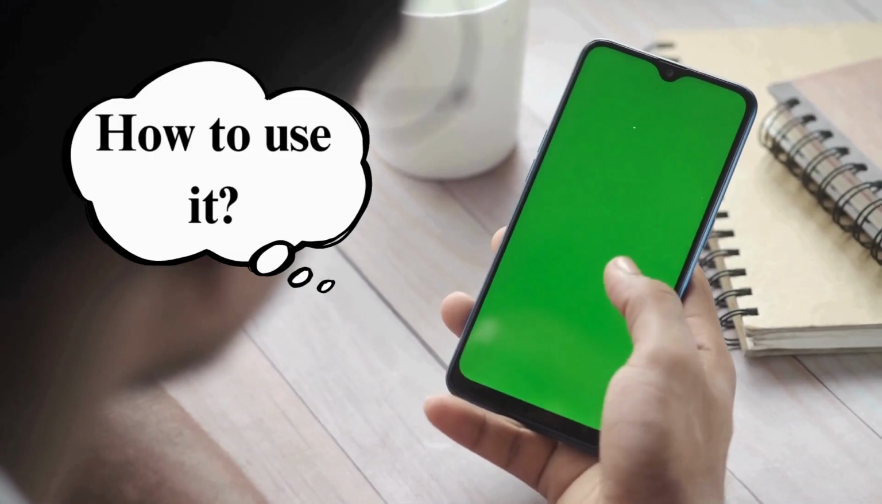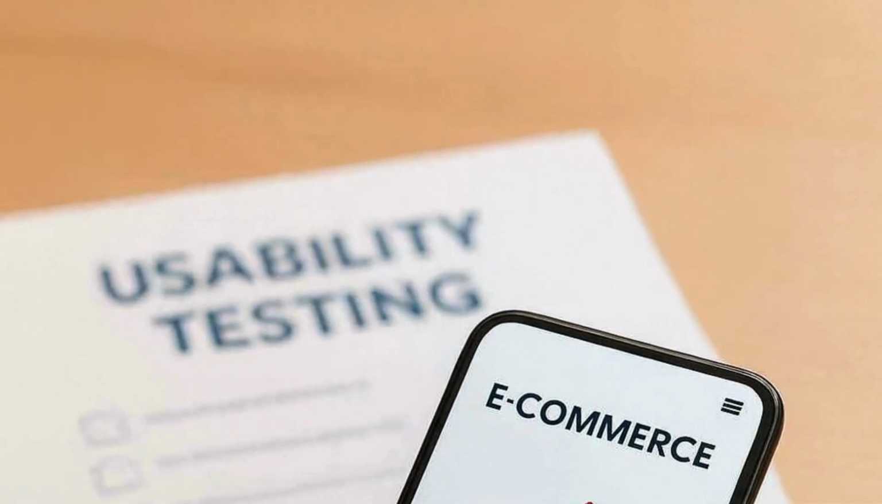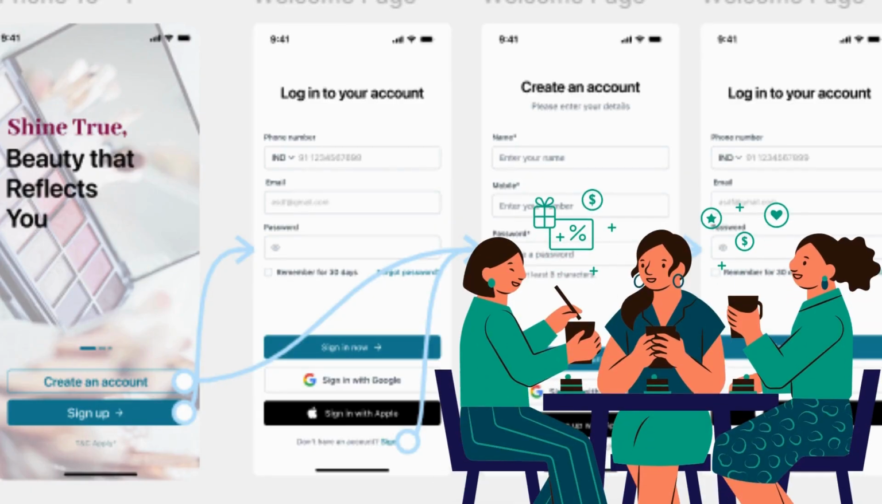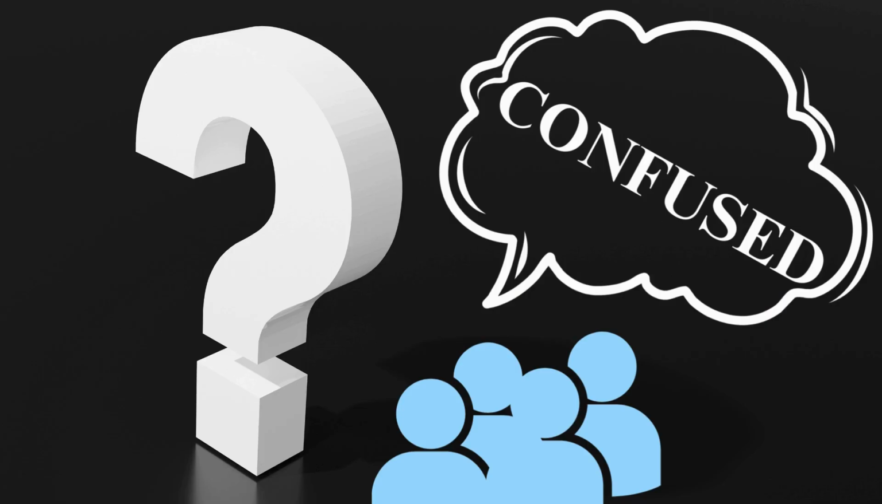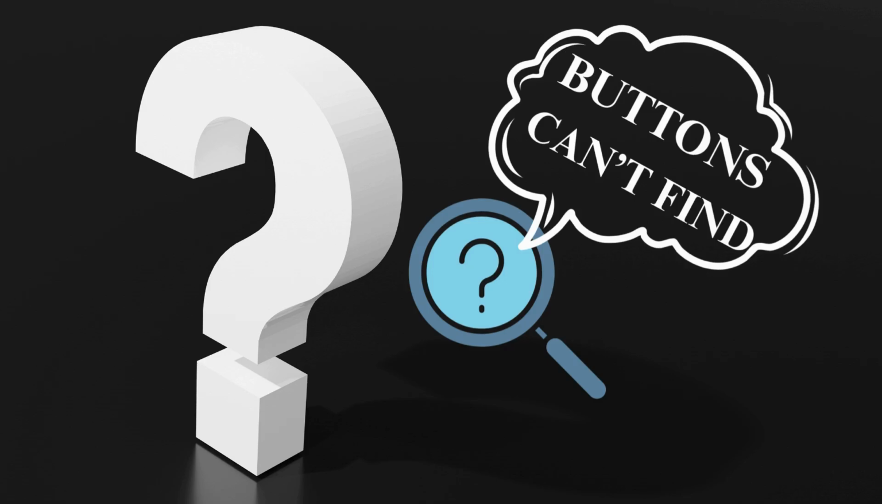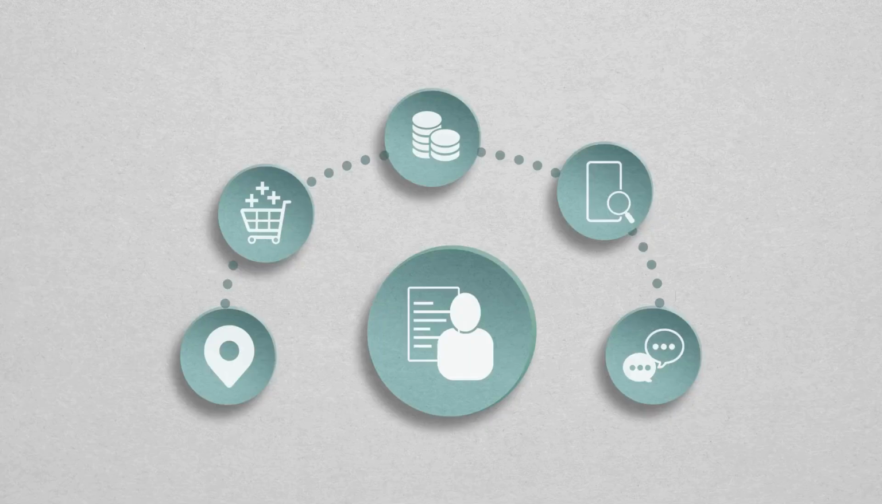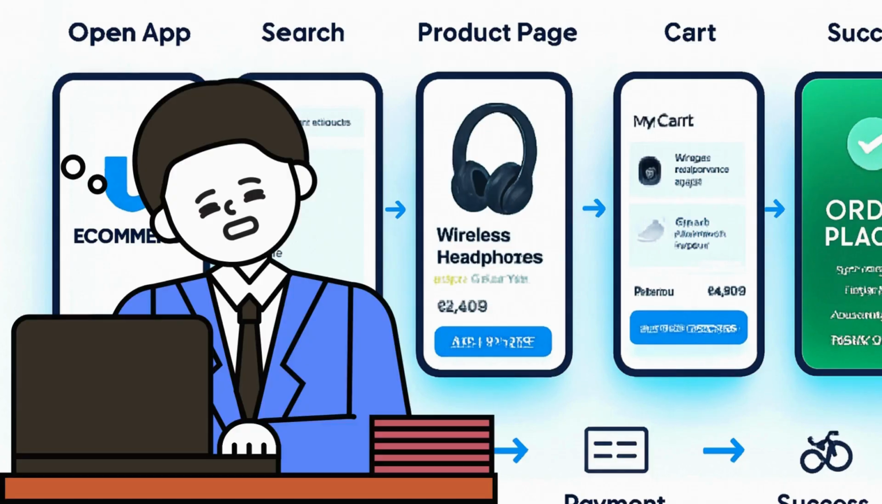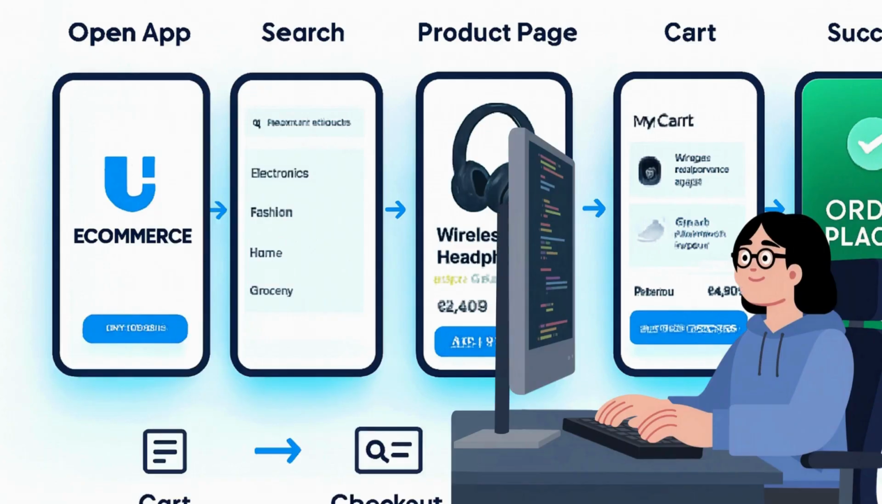During usability testing, we watch how people interact with our prototype and look for things like where they get confused, where they hesitate, which buttons they can't find, which actions feel frustrating. We are not testing the user, we are testing the design. If something is unclear, that means we need to fix it.